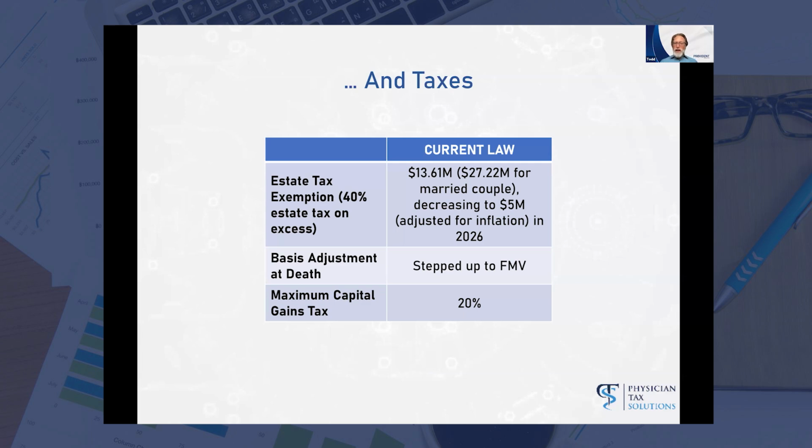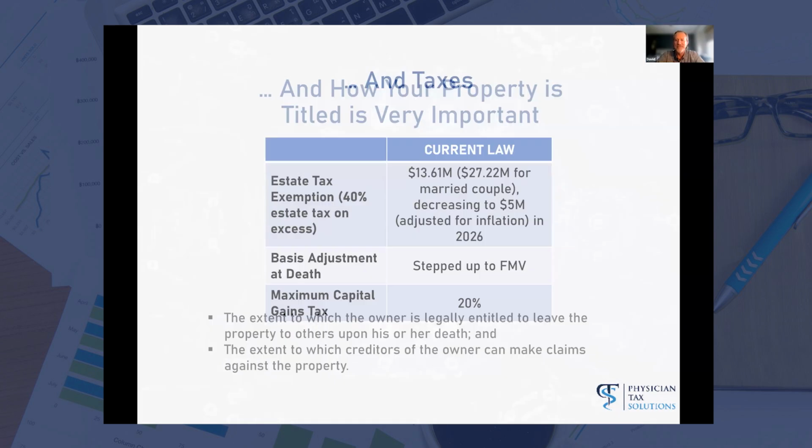You guys might be familiar with the fact that you get a basis step up on all of your assets at your death. And so that means that the basis is stepped up to fair market value. So if you bought Apple at $10 and you die and it's worth $1,000, then your heirs can sell that Apple stock and have no capital gain. So sometimes it's good to hold appreciated assets until your death and take advantage of that step up in basis. We also have on here that currently the maximum capital gain tax is 20%, unless you're lucky enough to get hit with that 3.8% surcharge. So you could end up paying 23.8%, and state income tax.